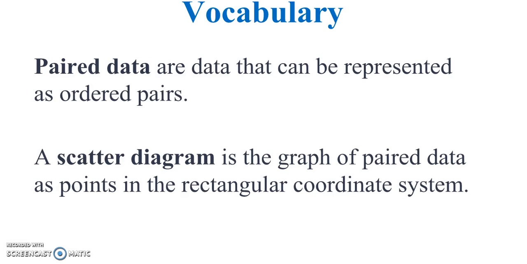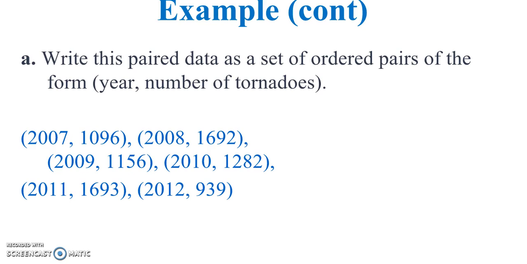Graphing ordered pairs, all right? So paired data are data that's represented as ordered pairs, so that x and that y. A scatter diagram is a graph with ordered pairs that point in a rectangular coordinate system. So that's a lot of words. Let's do an example, all right? So here's an example of just a lot of information, all right?